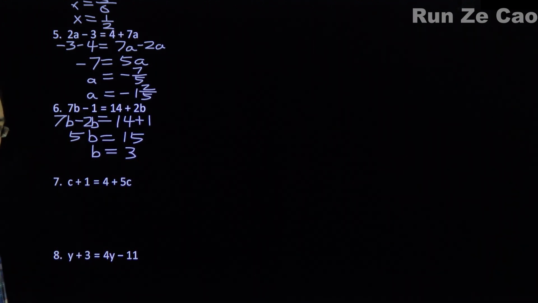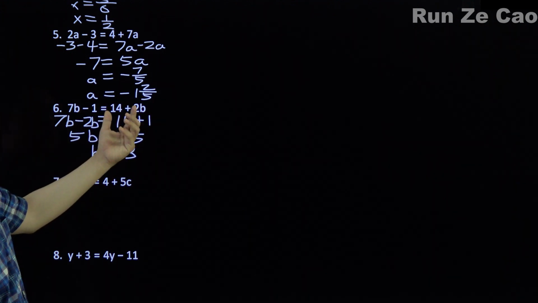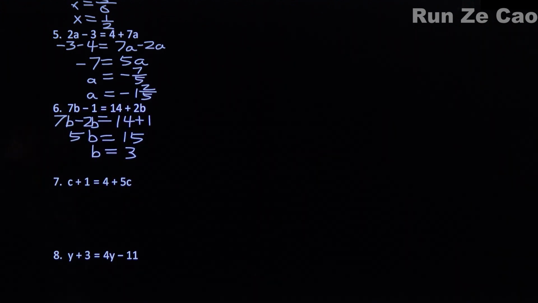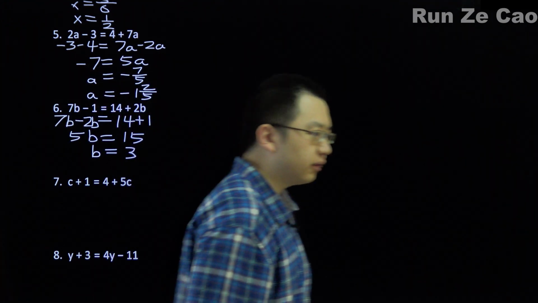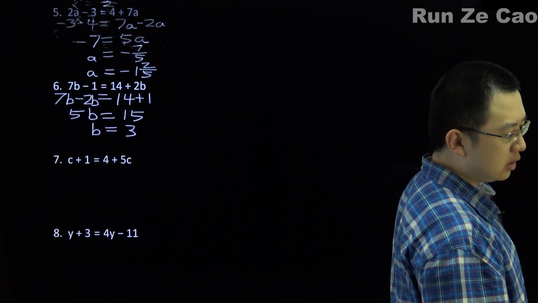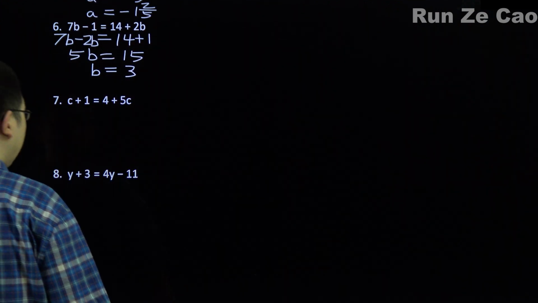c plus 1 is equal to 4 plus 5c. As we can see, you just isolate the variables on one side, well, the variable you want if you have multiple variables, and then you treat it like any other algebraic equation.